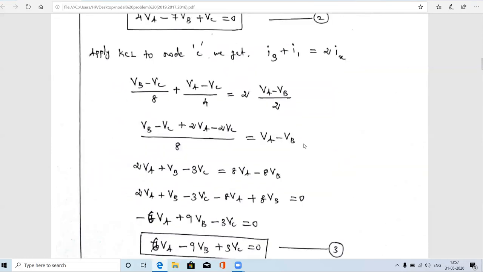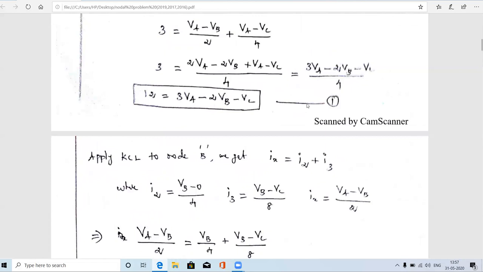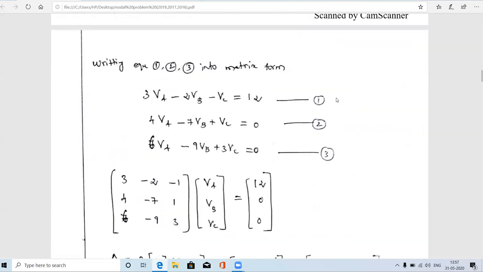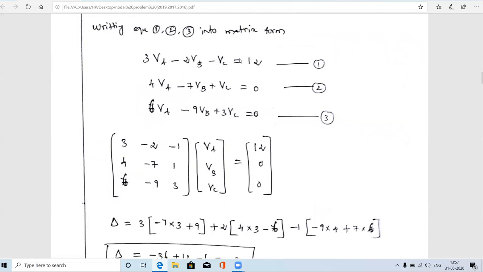Okay. So we got the three equations in terms of the variables VA, VB, VC. These are all the three equations. So we have to write these three equations in matrix form, and then we can easily solve for the variables VA, VB, VC. Here VA, VB, VC are the node voltages at node A, node B, node C. That is our question.